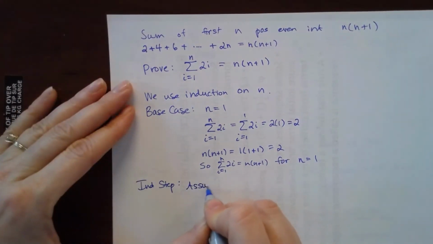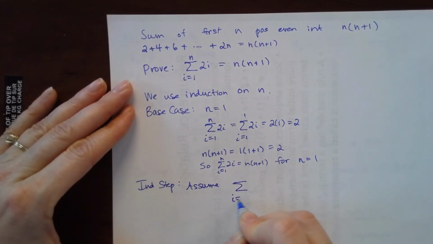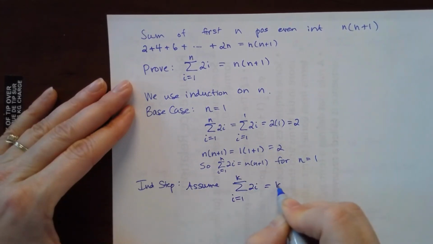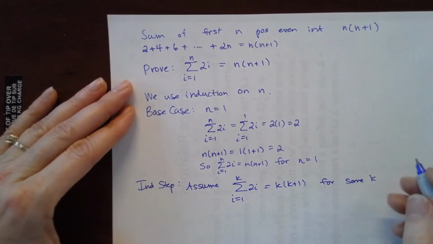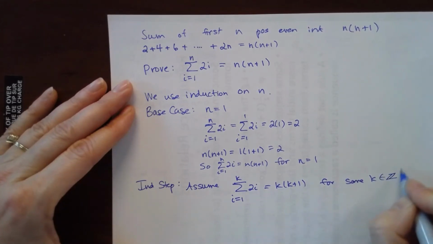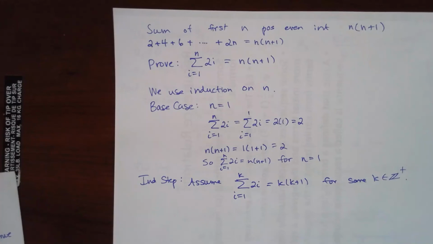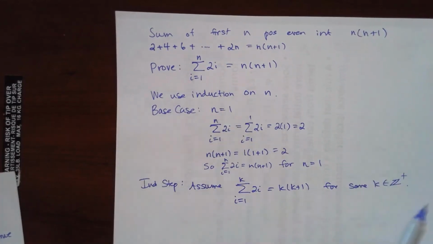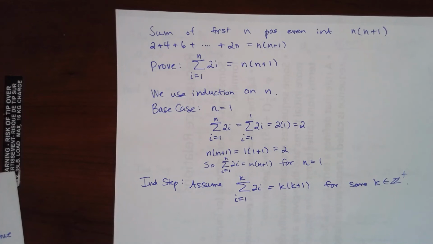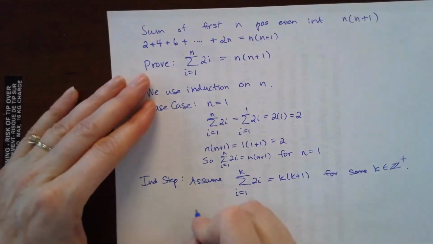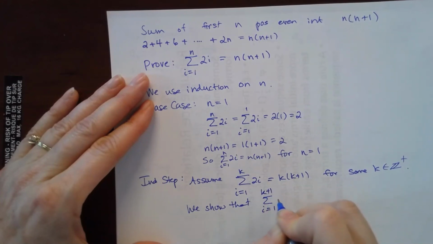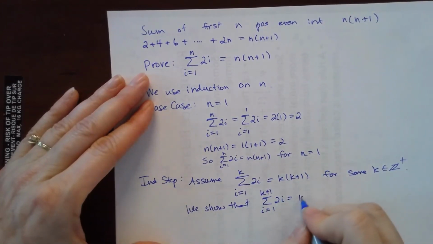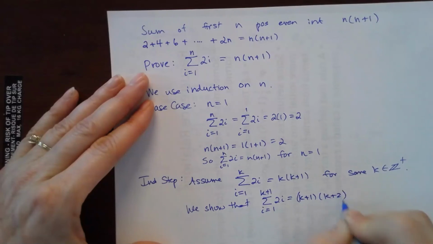So I'm going to assume that the summation from i equals 1 to k of 2i equals k times k plus 1, for some positive integer k. I can just say that since we start at 1 and that's the first value in there. Okay. And then, of course, we want to show that if I go up to k plus 1, then I can substitute k plus 1 in this formula, and it all still works wonderfully.